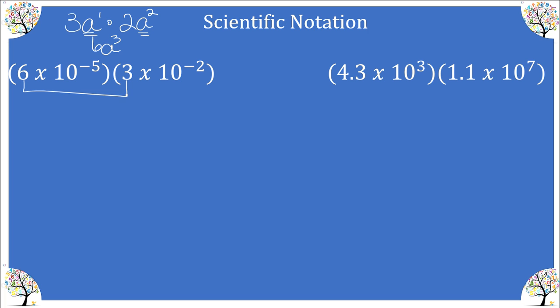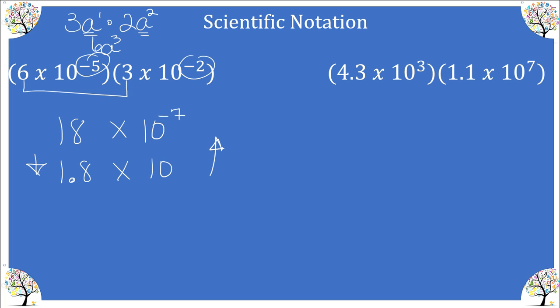We're going to multiply our coefficients. 6 times 3 is 18. We are going to put the power of 10 and add exponents, apply the product rule, and get negative 7. 18 is too large, so we have to decrease it by moving the decimal once. Our coefficient is 1.8, so we must increase our exponent of negative 7 to negative 6.